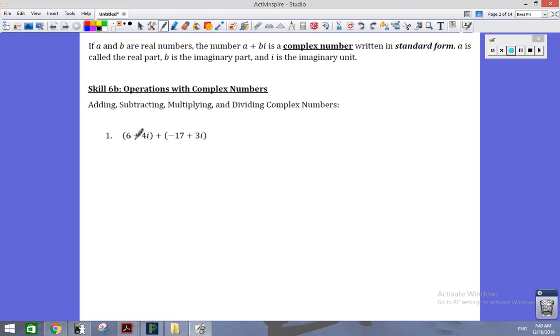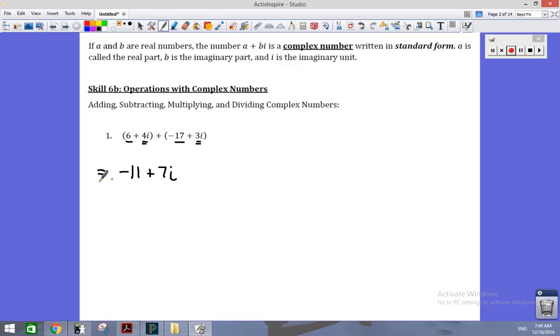We've got a complex number 6 plus 4i, and we're adding another complex number, negative 17 plus 3i. I'm fairly confident you've done this before. If you can't remember, it's really easy: you're going to treat this just like you learned with variables and like terms. We're going to add the real parts together and the imaginary parts together. So we've got 6 plus a negative 17. If I don't make any silly mistakes, I get negative 11. And if I have 4 i's and I add 3 more i's, I have 7i.